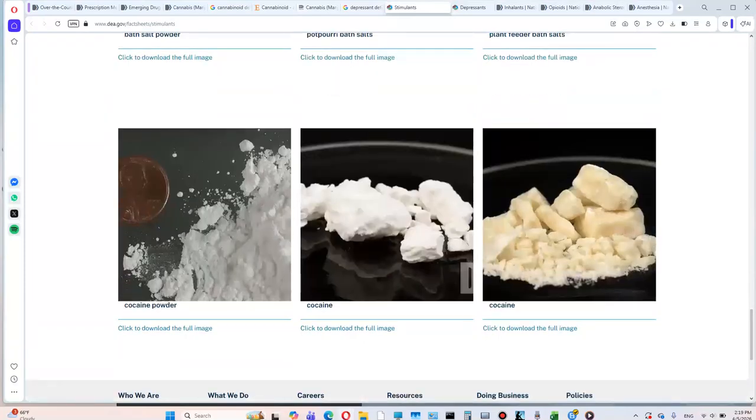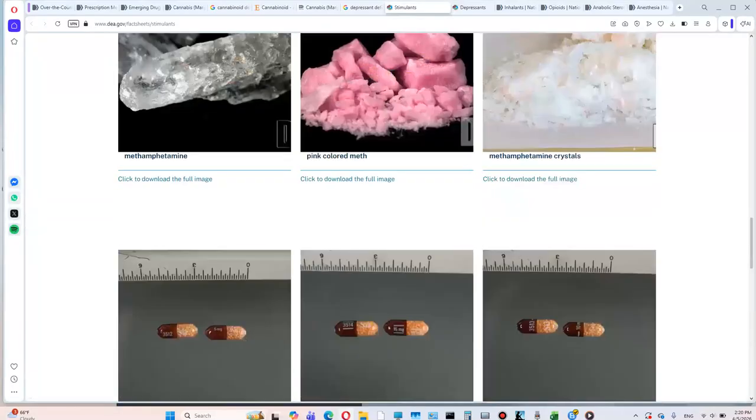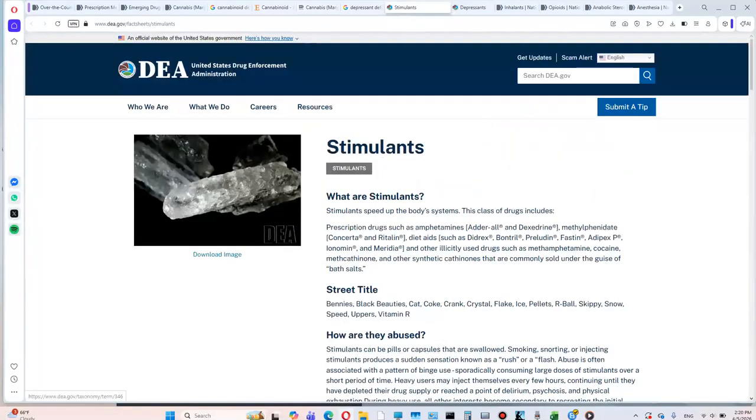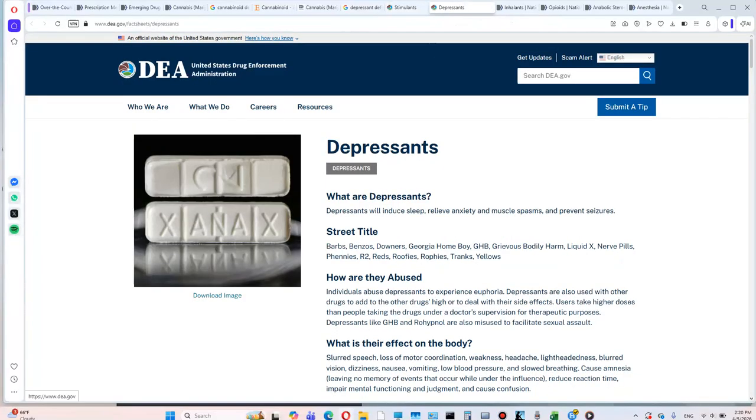Cocaine powder, cocaine in more solid form, and then more so rocky. Looks like yellowish and white. And that's it for stimulants on the DEA website. Next is depressants, also on the DEA website.